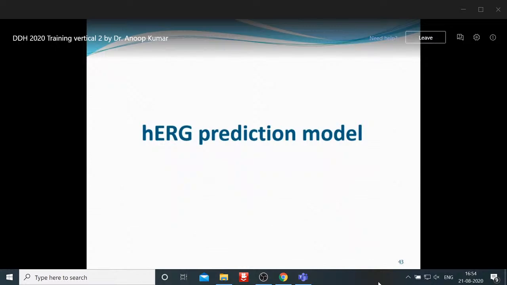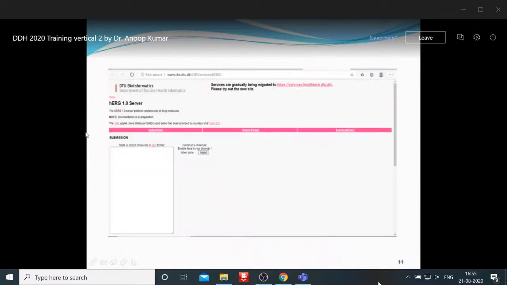As I told, there are prediction models for hERG. Many drugs have been withdrawn from the market due to their cardiotoxic potential. So in early phases of drug discovery, we can predict whether a molecule is going to be cardiotoxic or have any adverse effects on the heart or not. There is the Arch 1.0 server where you submit your molecule, and it will predict whether your molecule has this cardiotoxicity potential or not.